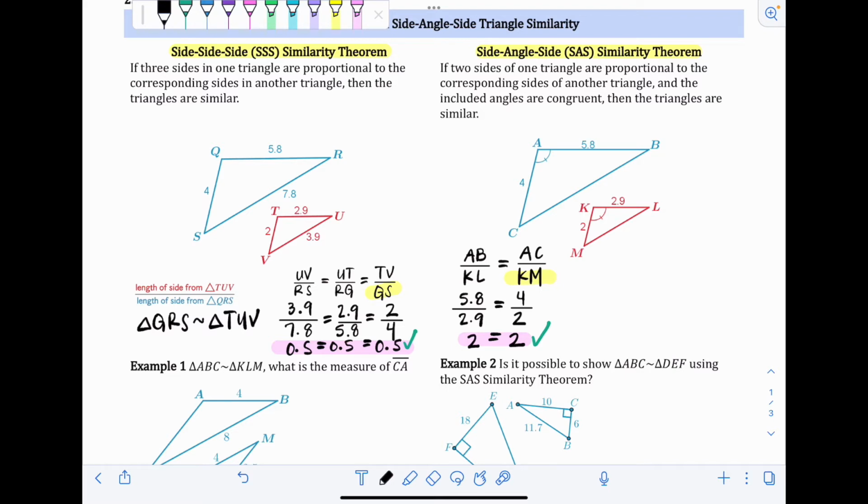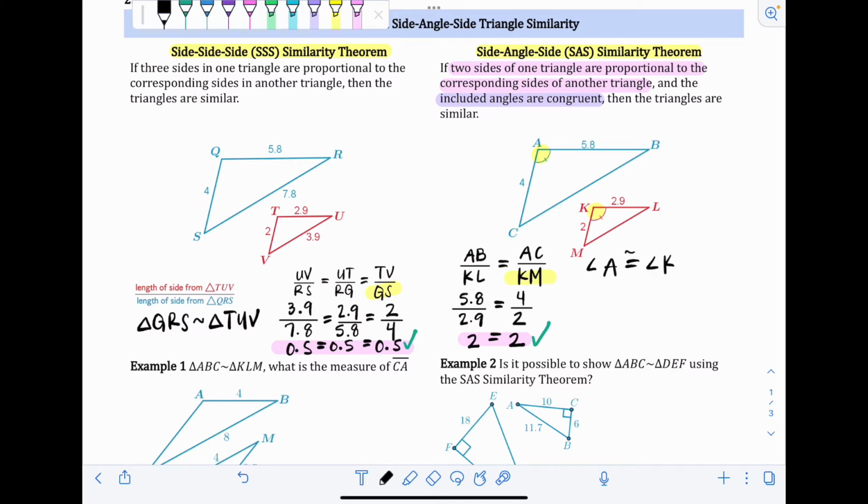Okay, and then the last thing we need to check, so we just did this first part: if two sides of one triangle are proportional to the corresponding sides of another triangle, and now we need to cover the second part, and the included angles are congruent. So we look at the included angles, that's the angle that's between the two sides. So that's A and then K. Since they both have the angle with the 1 tick mark, that means that they are congruent. So angle A is congruent to angle K. So it meets both the criteria.